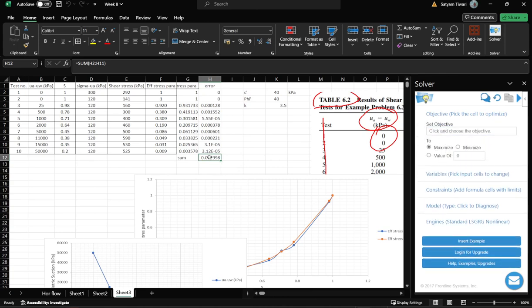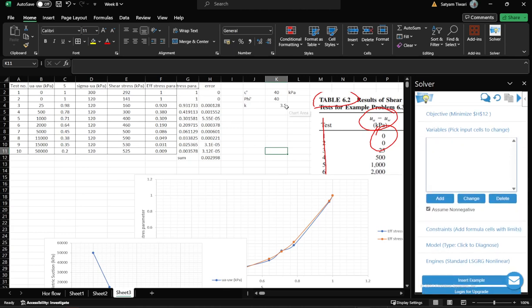Okay, so select objective. We need to minimize it. Choose objective. This one is our objective. Okay, there are some problems here. That's going to be H12, right? And we need to minimize this H12 and input cell, which input cell I want to change. I want to change this cell.